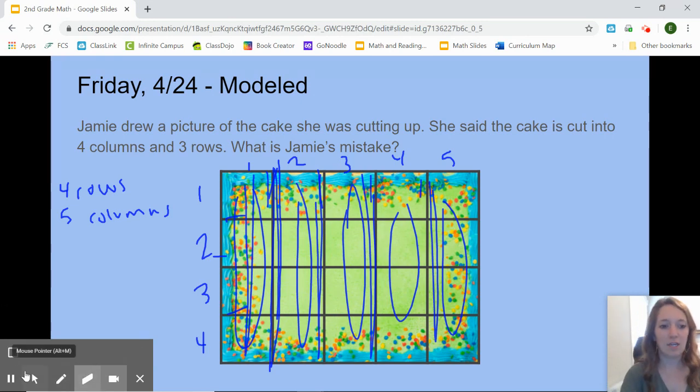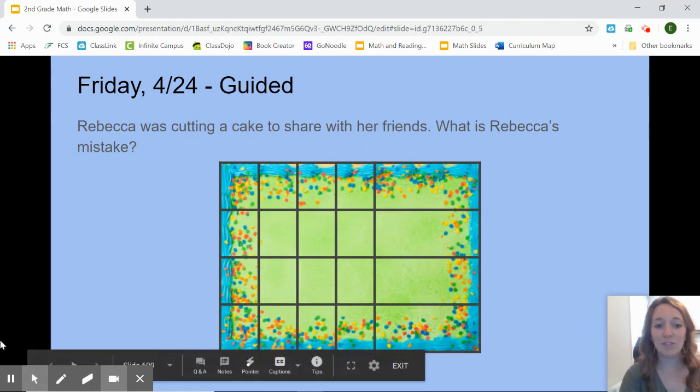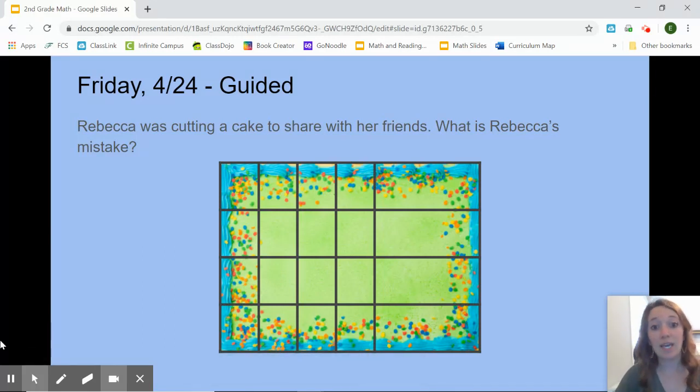All right, time for guided. So this is another misconception, and we're going to try to figure out what it is. Rebecca was cutting a cake to share with her friends. What is Rebecca's mistake? Pause. Welcome back. So what is Rebecca's mistake?